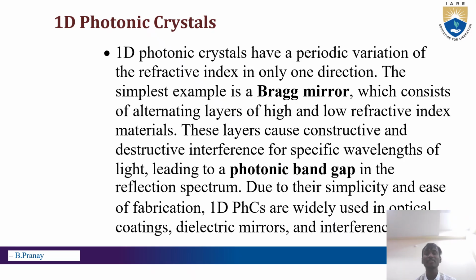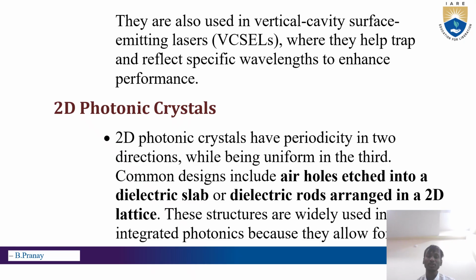1D photonic crystals. 1D photonic crystals have a periodic variation of refractive index in one direction. The simplest example is a Bragg mirror. These layers cause constructive and destructive interference for specific wavelengths of light, leading to a photonic band gap in the reflection spectrum. Due to their simplicity, they are easy to fabricate.